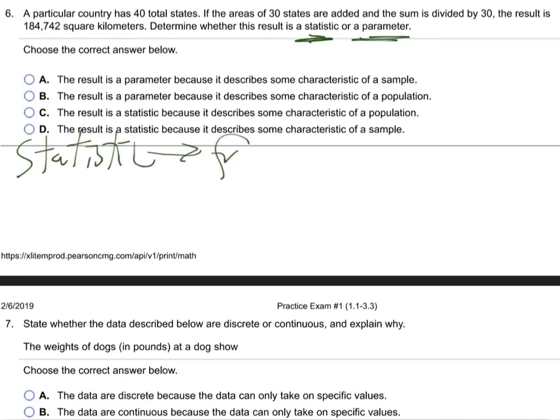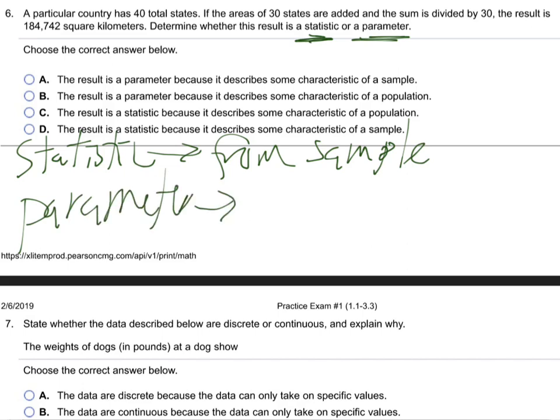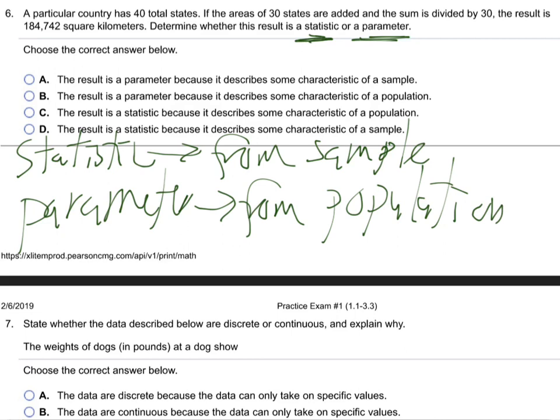A statistic is from a sample, and a parameter is from a population. So remember, the population is the whole thing. It's like GP, isn't it? Statistics go with sample, S with S, and P with P. Good way to remember it. Statistic goes with sample, and parameter with population.